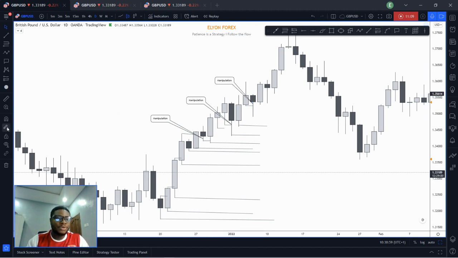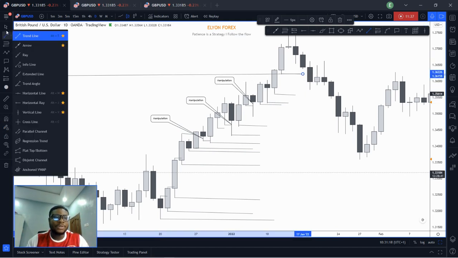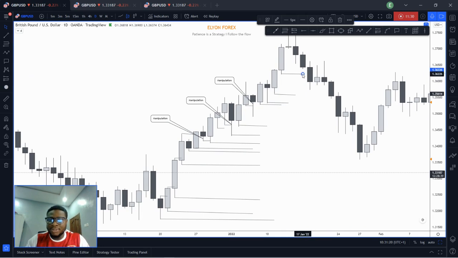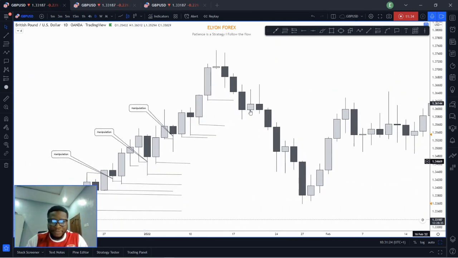All right. We can also see that this low was left untouched. This low also left untouched, this low also left untouched, and this low also left untouched. And now let's look at where the trend reversed and see what I'm talking about.